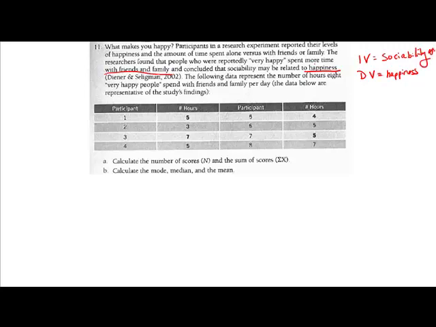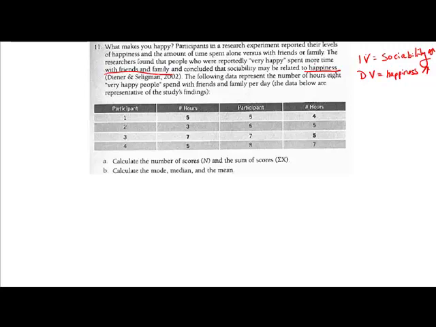So as sociability goes up, happiness should go up. So we got some data here. The following data represent the number of hours 8 very happy people spend with friends and family per day. The data below are representative of the study's findings. So the data is just a subset of the people who are very happy.